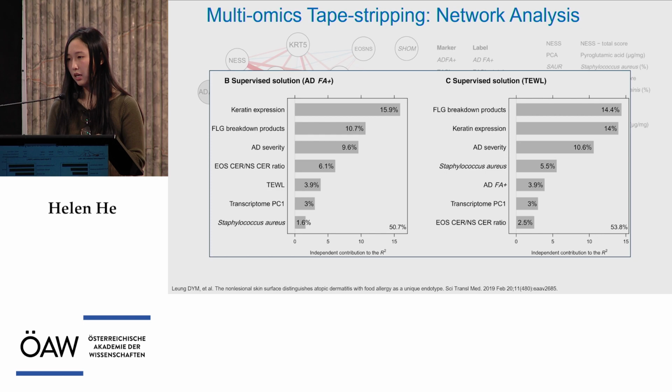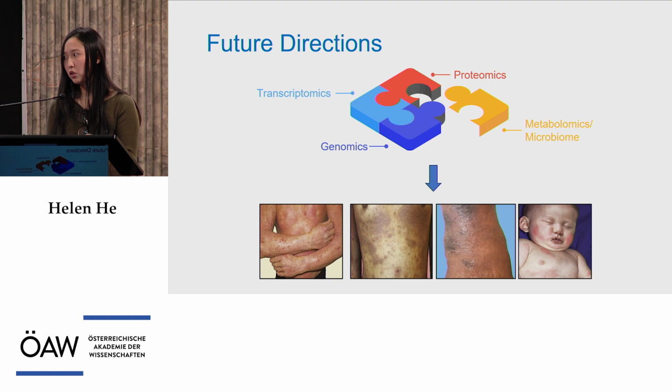So just in summary, while single omics studies are important and informative in their own right, they can also be thought of as complementary pieces of a puzzle for a more integrative multi-omics approach that can also be integrated with clinical data. And minimally invasive methodologies such as tape strips are really critical for facilitating these type of multi-omics studies.